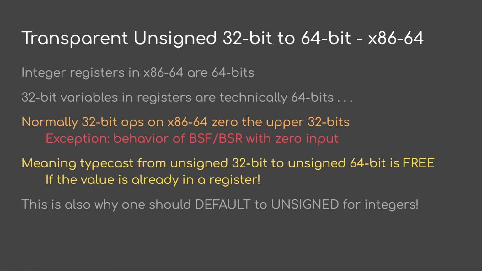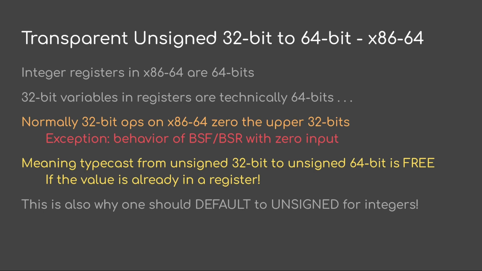You'll note on x86-64 we have transparent unsigned 32-bit to 64-bit typecasting. It's in the hardware. Integer registers in x86-64 are 64 bits. 32-bit variables and registers are technically still 64 bits. They're just using the lower 32 bits. Normally 32-bit ops on x86-64 zero the upper 32 bits. There are some exceptions, vendor-specific behavior, for instance the behavior of BSF and BSR with 0 input. However, other than those, you can use this generically.